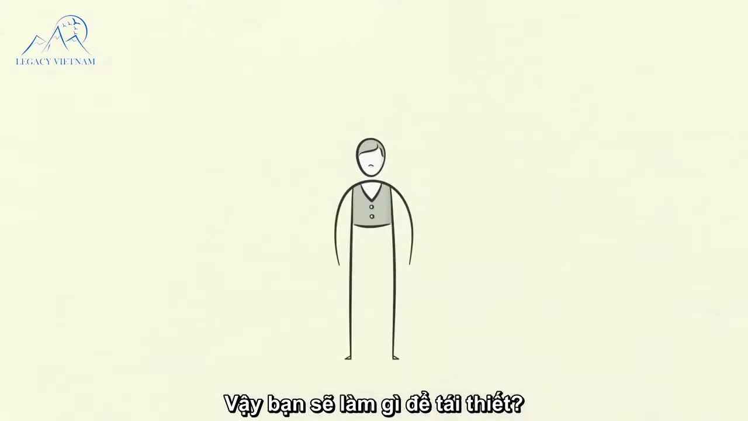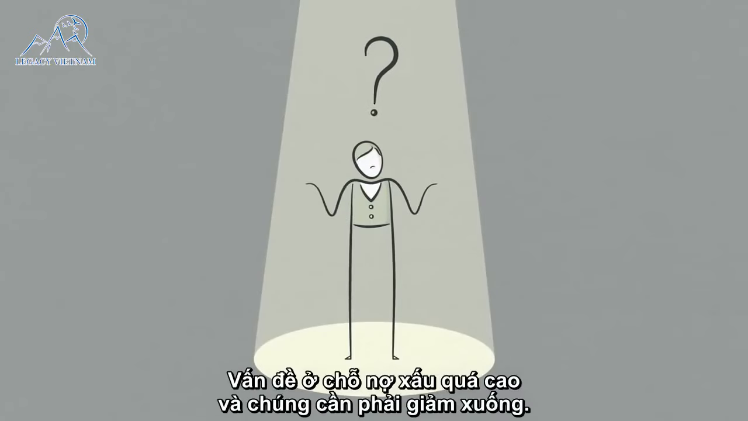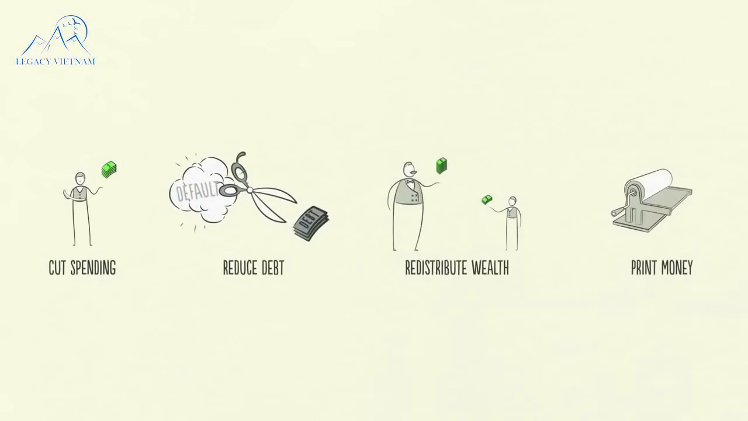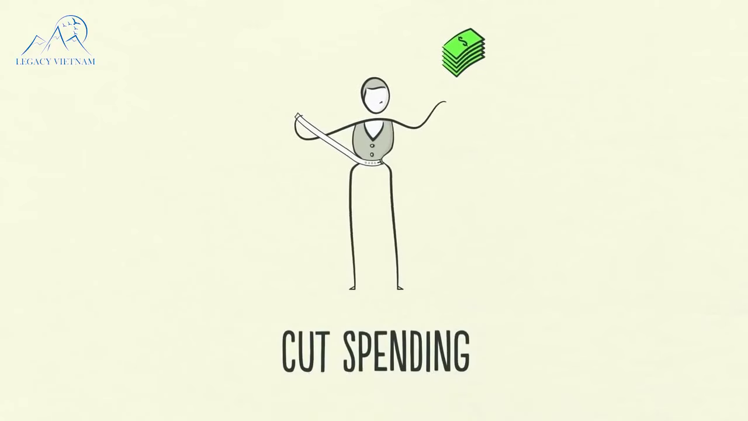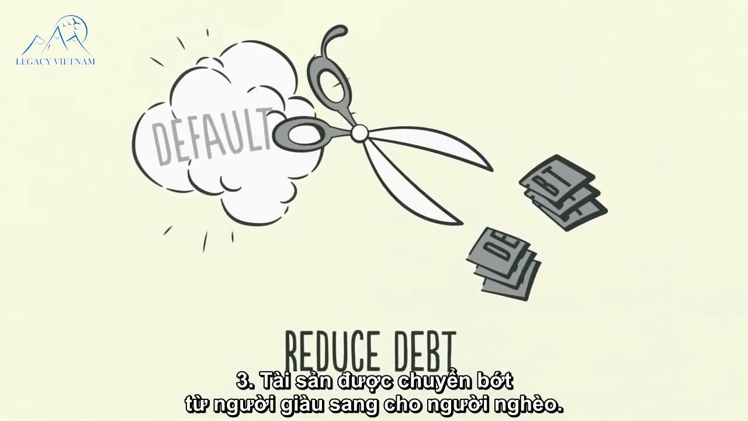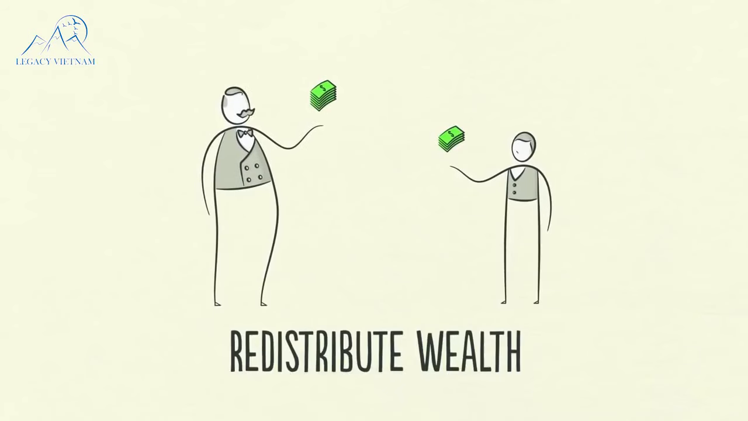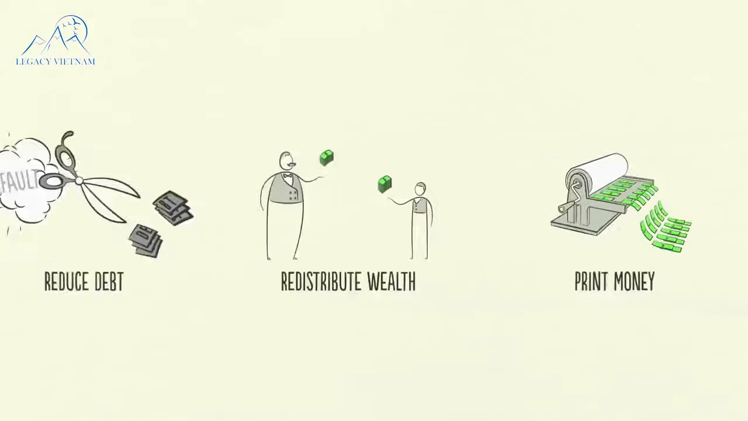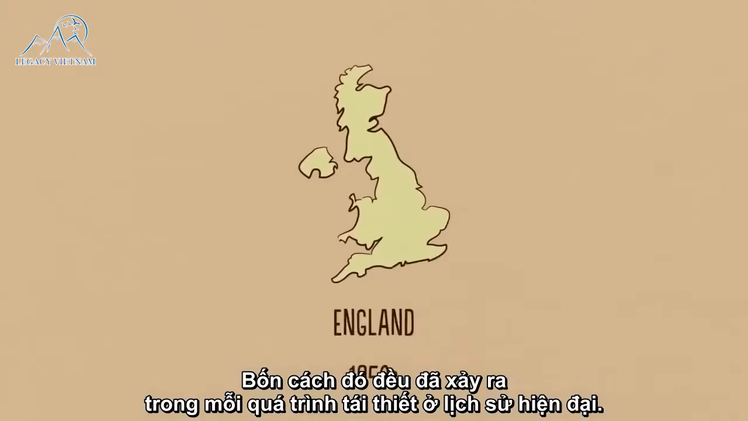So what do you do about a deleveraging? The problem is debt burdens are too high and they must come down. There are 4 ways this can happen. 1. People, businesses, and governments cut their spending. 2. Debts are reduced through defaults and restructurings. 3. Wealth is redistributed from the haves to the have-nots. And finally, 4, the central bank prints new money. These 4 ways have happened in every deleveraging in modern history.